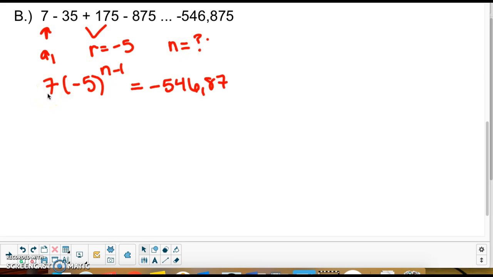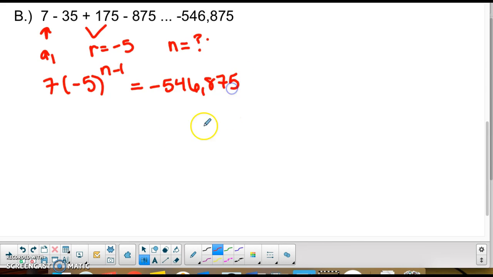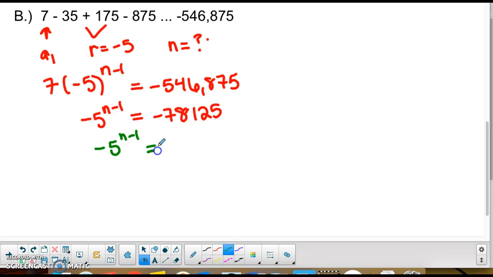So we're going to make an equation. 7 times our ratio to the n minus 1 is equal to negative 546,875. So we're going to divide both sides by 7, and we're going to get negative 78,125. And we're going to have to put these both in the same base. So negative 5 to the n minus 1, negative 78,125 is negative 5 to the 7th.